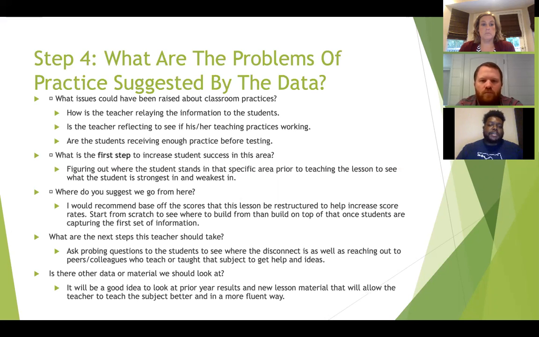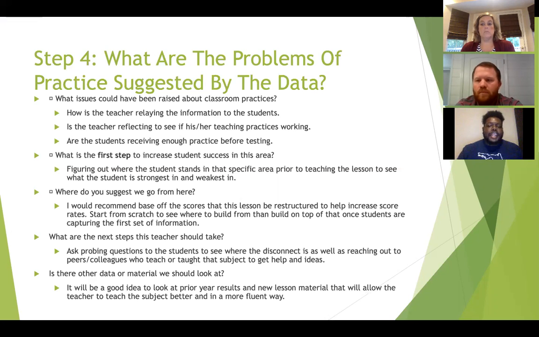What is the first step to increase student success in this area? I would recommend figuring out where the student stands. I call it a pre-test. It's just a little 5 or 6 questions based off the information you're going to provide in the upcoming lesson. You have to figure out what they know.